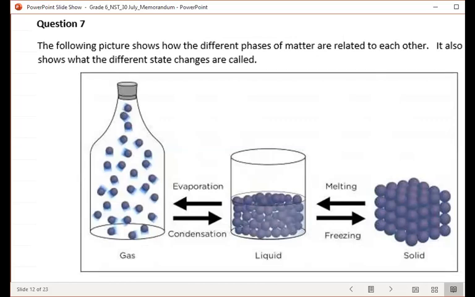Triasha mentioned that they also vibrate. Yes, they do vibrate, and you're supposed to add that they vibrate in a fixed position. So the vibrations do not cause the particles to move around. It's in that particular position that they are in, right?